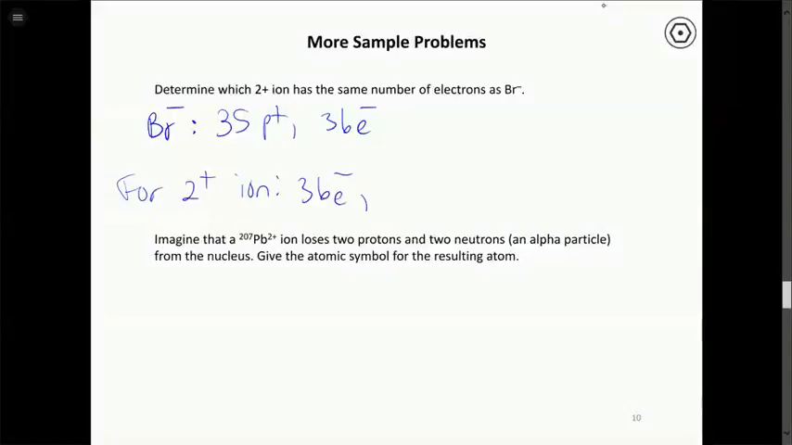I heard one person say it. So there should be 38 protons, because a 2+ ion is going to have 2 extra protons. So if this 2+ ion has 36 electrons, it has to have 2 more than that, 38 protons, to give a +2 charge. And now we have to figure out which symbol that corresponds to.